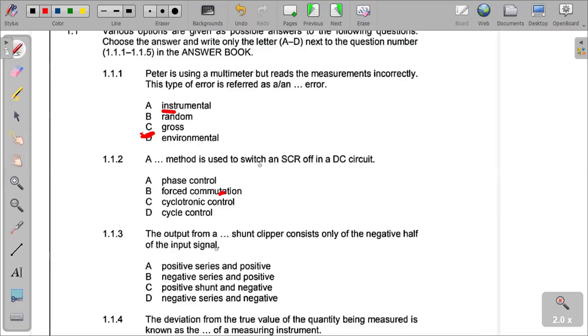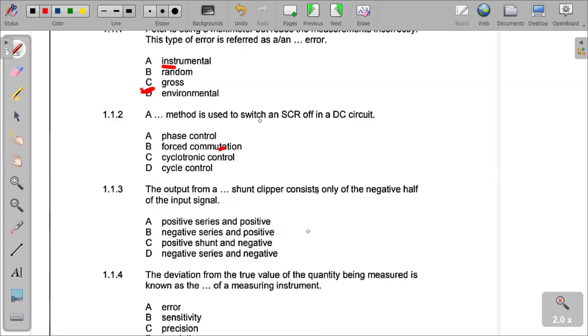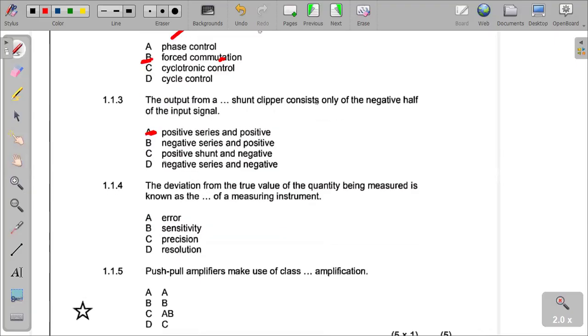So 1.1.3: the output from a dash shunt clipper consists of the negative half of the input signal. So that's positive series and positive shunt clipper. That's A there. That's our answer. And in 1.1.4, the deviation from the true value of the quantity being measured is known as the error of the instrument. So that's actually the description of an error there. 1.1.4 is going to be A.